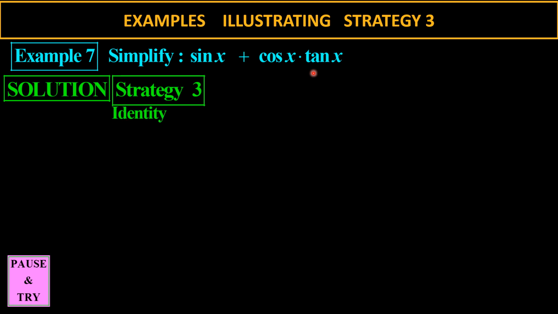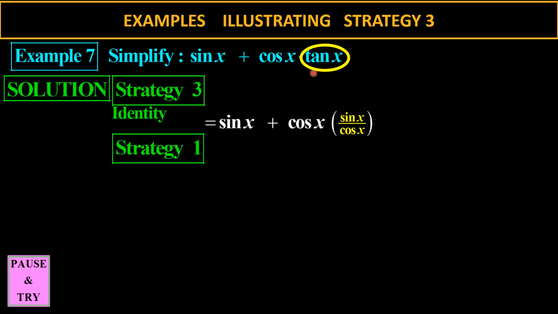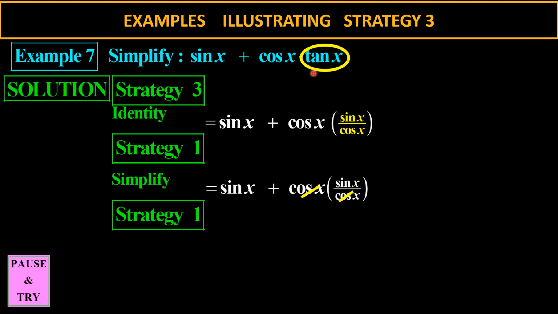Right? You see an identity? That's correct. There is an identity. And what is that identity? Tan x. And tan x is sin x over cos x, so I replace tan x with sin x over cos x. Okay. Go back to strategy 1 again. Can we simplify this? Yes. What can we do by simplifying? We can cancel. So I cancel out the cos x with the cos x. Right? So now I write down what is left, and that gives me sin x plus sin x.